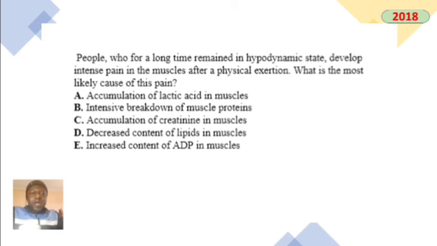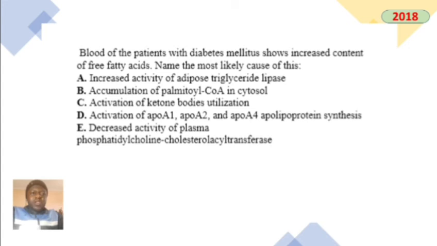People who for a long time remained in hypodynamic state develop intense pain in the muscles after physical exertion. What is the most likely cause of pain, right? So after intense physical activity, right? And then resting, right? Okay, so during rapid exercise, there will be anaerobic glycolysis, which means there is no oxygen, so there is no conversion of pyruvate to acetyl-CoA. There is only conversion of pyruvate to lactic acid, so accumulation of lactic acid in the muscles is the answer. Blood of a patient with diabetes mellitus shows an increased content of free fatty acids. I told you about this one. Triglyceride lipase inside the adipose is the answer.